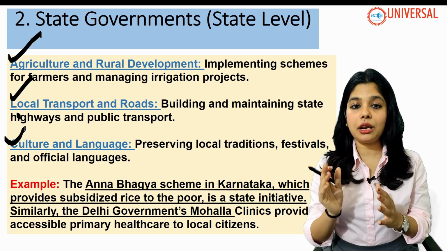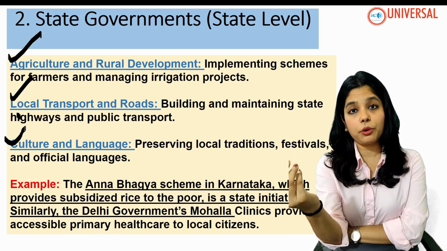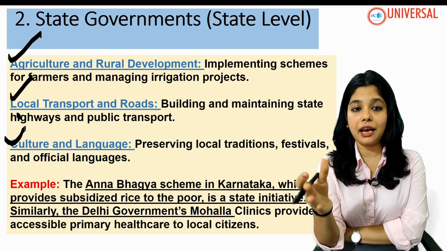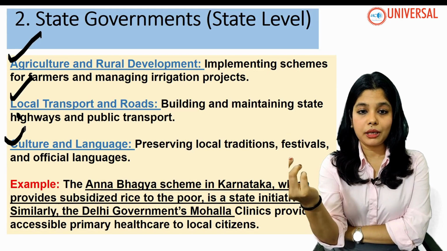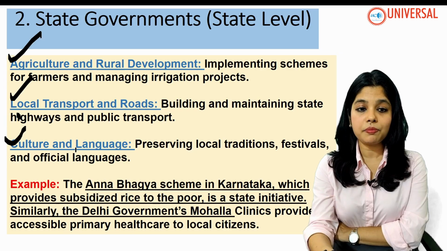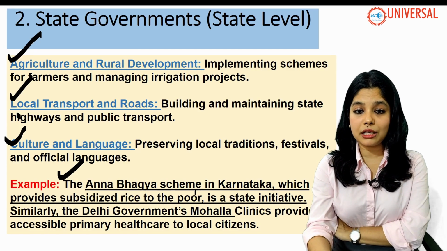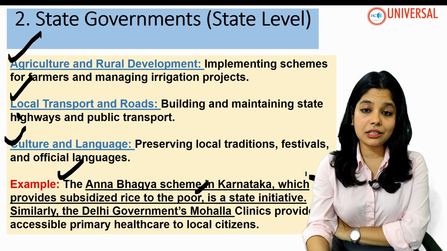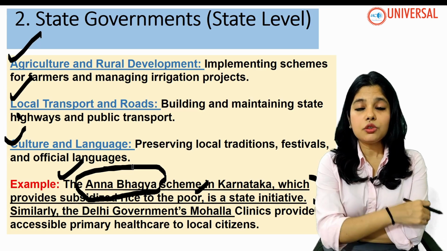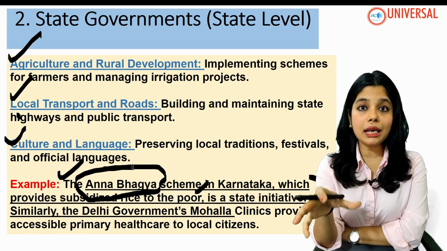So, agriculture and rural development: implementing schemes for farmers and managing irrigation projects. Then you have local transport and roads: building and maintaining state highways and public transport, and preserving local traditions, festivals, and official languages. Examples: the Anna Bhagya scheme in Karnataka, which provides subsidized rice to the poor, is a state initiative. Okay, this Anna Bhagya scheme is a state initiative. So there are certain schemes which are state specific. State only takes care of that.